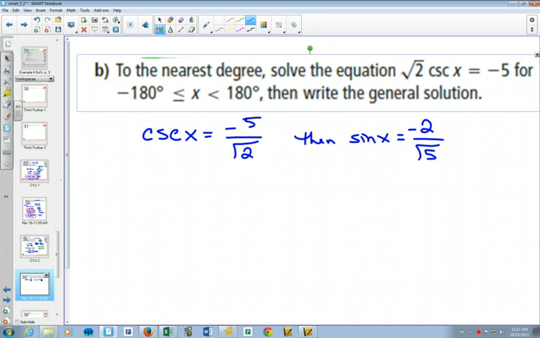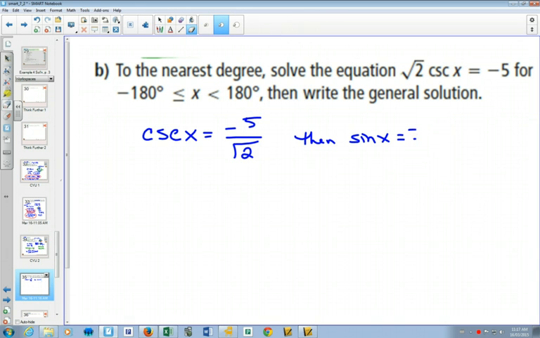Yes? Oh, why did the roots change? That is a very good question. That's what happens when your head shadows the numbers before and you can't see them. So it should be root 2 over 5. Thank you.